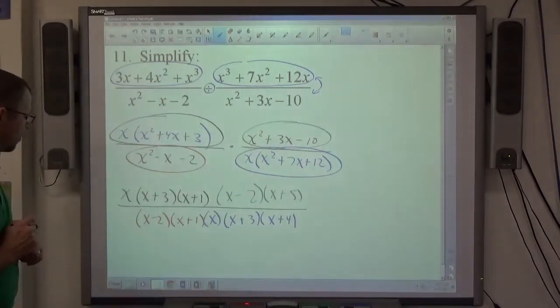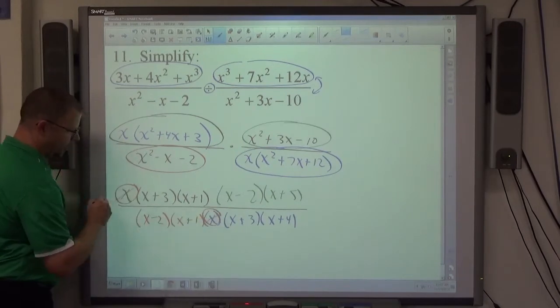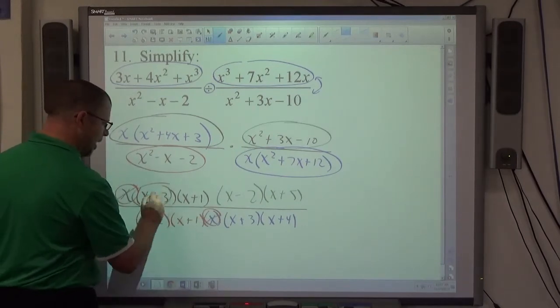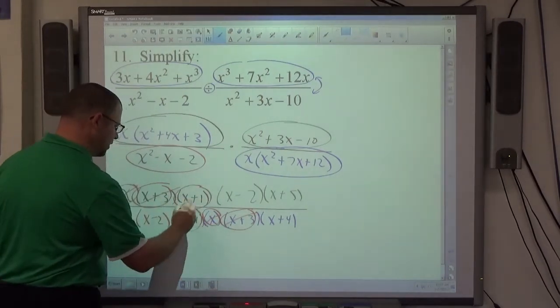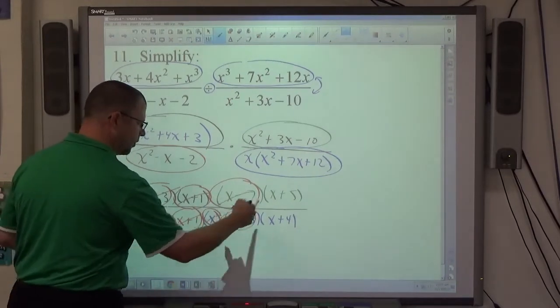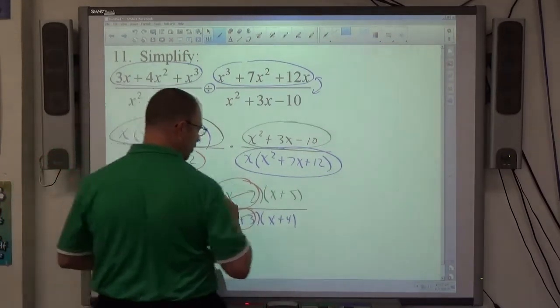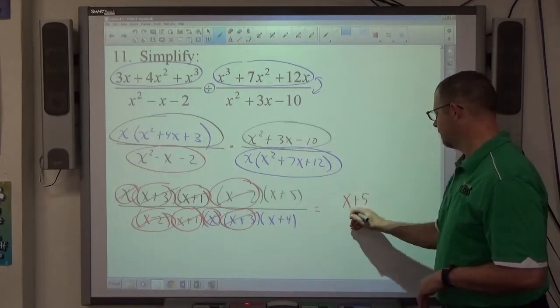They have to be exactly the same to be common factors. This matches this, they cancel. This matches this, they cancel. This matches this, they cancel. This matches this, they cancel. That doesn't match, that doesn't match. Nothing else matches. So my final answer is simply what's left over.